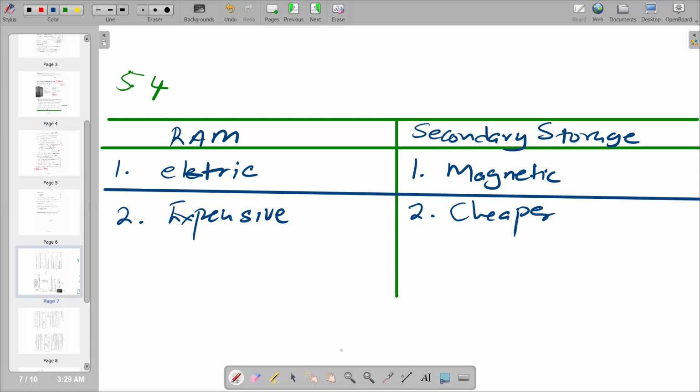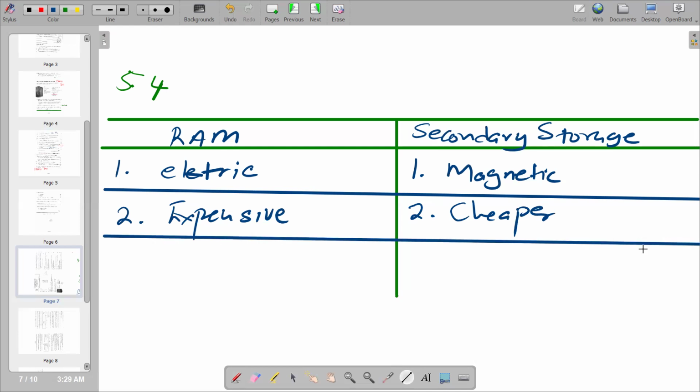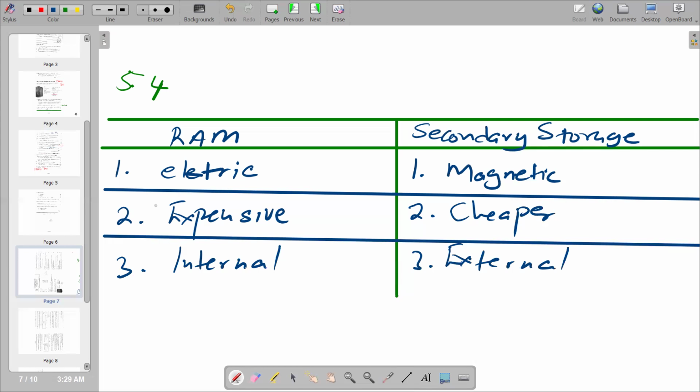We can also add a third difference. Remember, the question only requires two, but we can bring a third: RAM is internal, whereas secondary storage is external. So these are the differences between RAM and secondary storage.